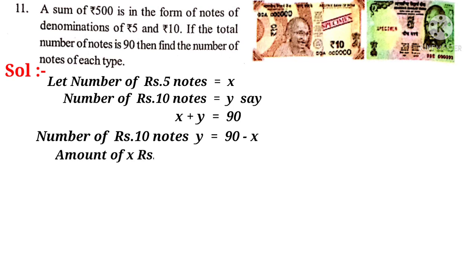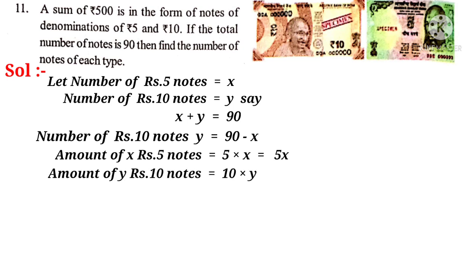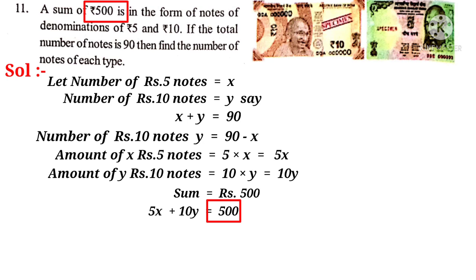Now the amount of x 5 rupees notes is equal to 5 into x, that is 5x. The amount of y 10 rupees notes is equal to 10 into y, that is 10y. Now the sum is 500 rupees, which is given in the problem. The sum is nothing but the amount of 5 rupees notes, that is 5x, and the word sum indicates the operation plus, and the amount of 10 rupees notes, that is 10y, which is equal to 500.